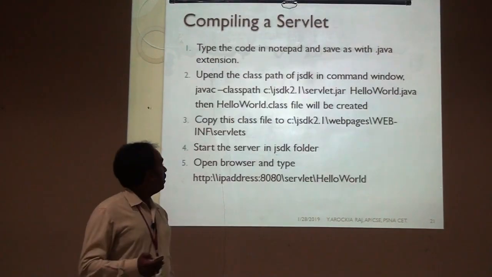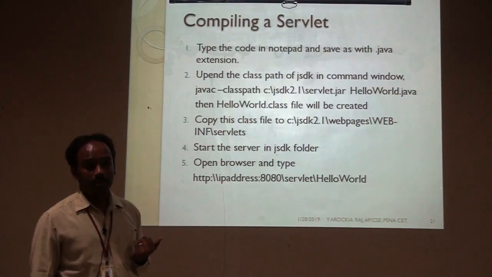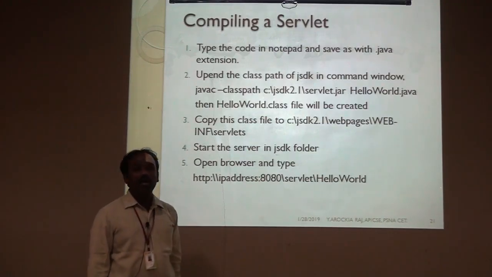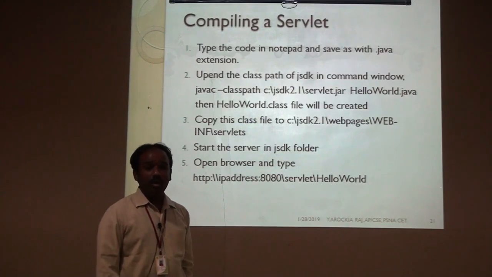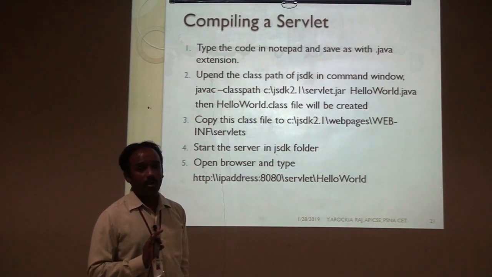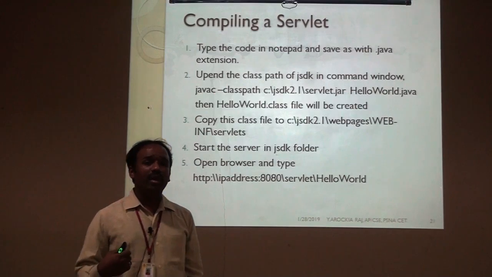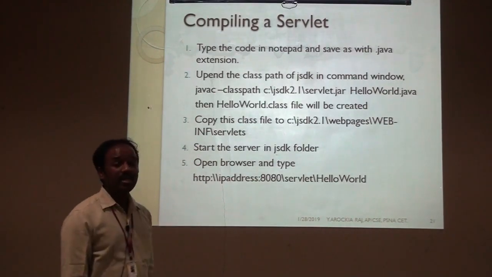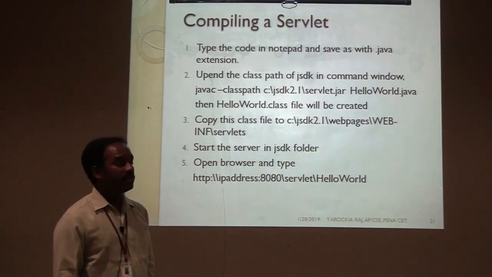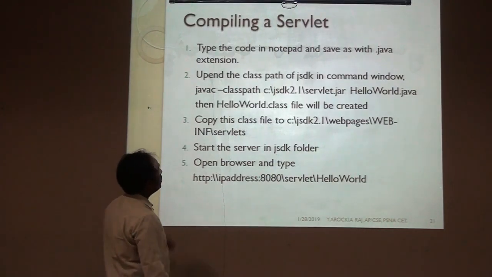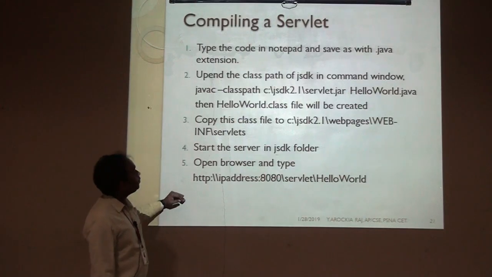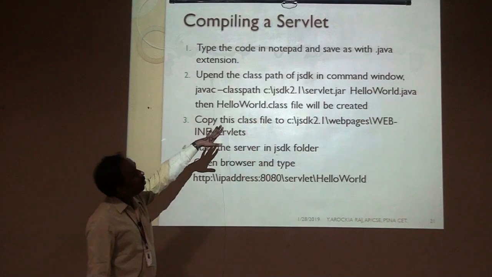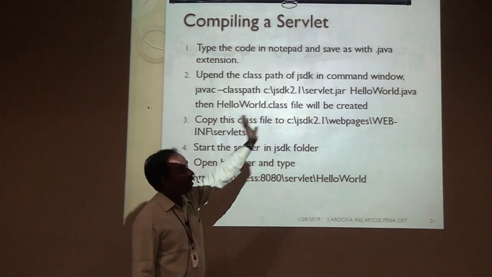So now we'll discuss how to execute this program. As server side, we have to use some server to execute the server side program. In the current scenario, we have a lot of server technologies. Here I am using the JSDK server to execute my server side programming. For that purpose, we need to follow these steps. Step number 1 we have completed, that is we type the code and save it with a .java extension.